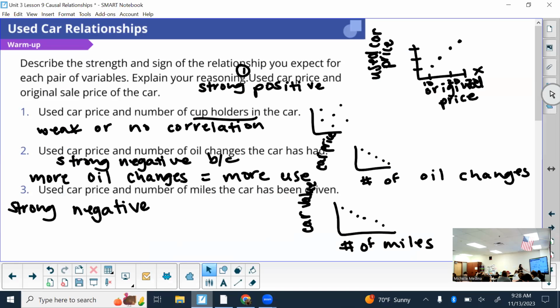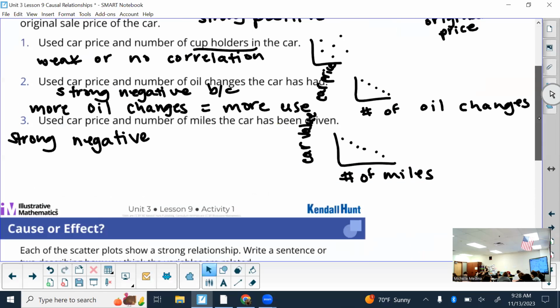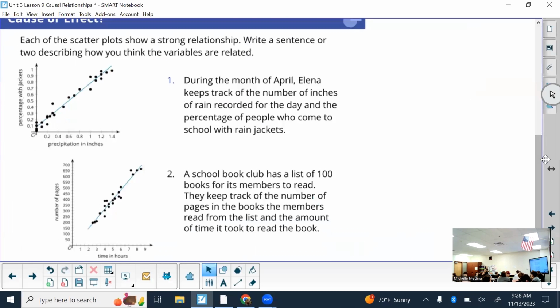Okay, so then you have a bunch of examples on your paper, really only 4, of 2 things being compared. You're going to see why those things have a strong relationship. So these all have strong relationships. They're all really close to the line of fit. You're going to write a sentence or 2 talking about why.